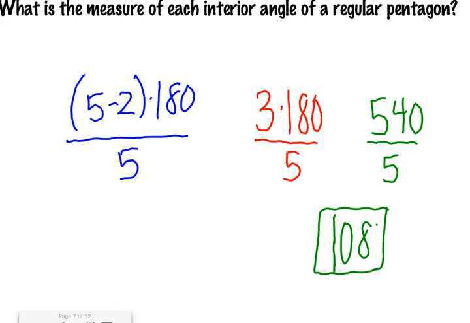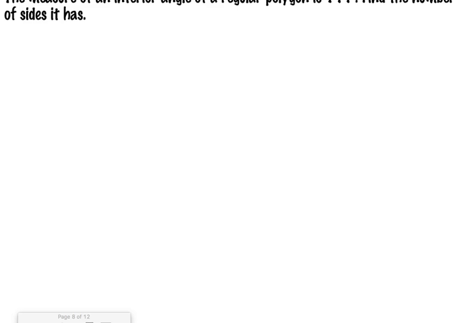Okay, this next one's goofy. This time we're given what our interior angle is of a regular polygon, and we're looking for the number of sides. Let's see here. We know our angle is equal to 144. Find the number of sides.